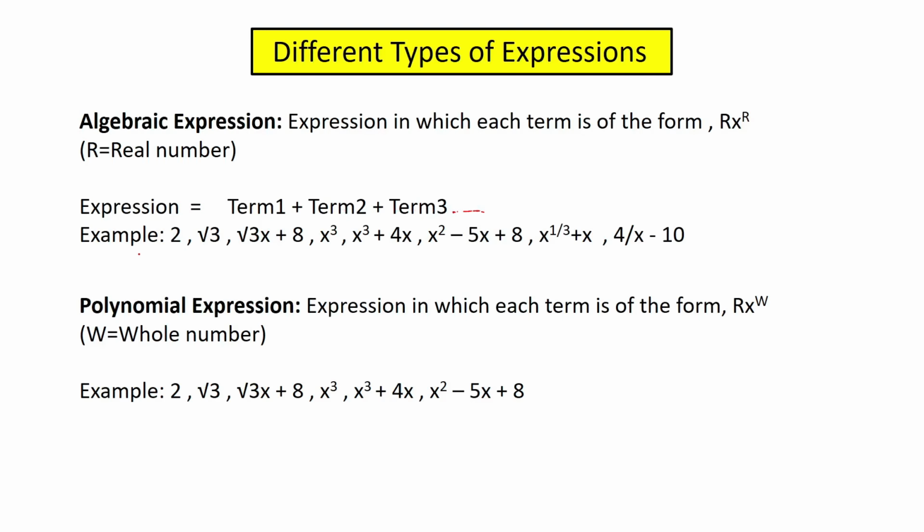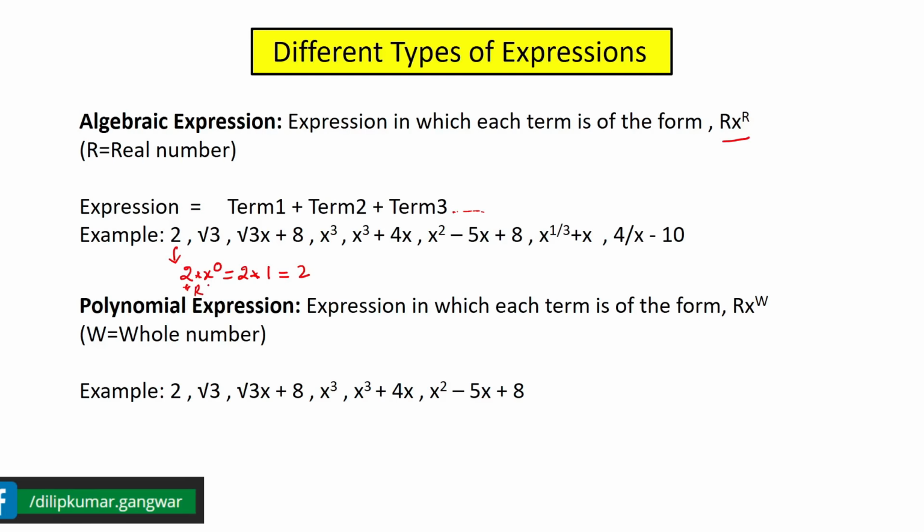So if you see the example here, this simple 2, it is an algebraic expression. How? If you write this 2 multiply x to the power 0, x to the power 0 is 1, that means 2. So we can write this 2 in this r x to the power r form. That means this is r, x is the variable and this 0 is the exponent or the power, and this 0 and this 2 is a real number.